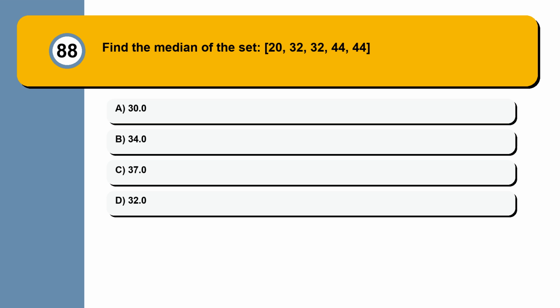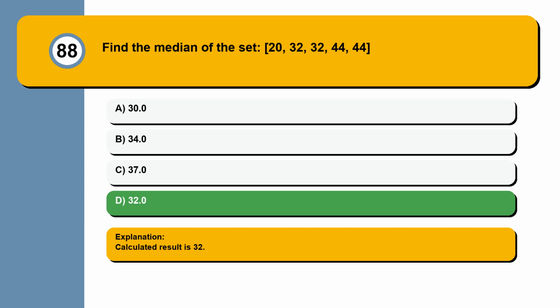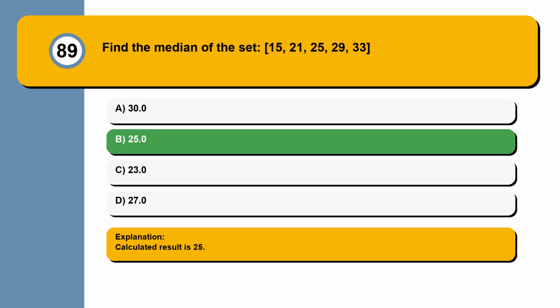Question 88. Find the median of the set 20, 32, 32, 44, 44. 30.0, 34.0, 37.0, 32.0. Calculated result is 32. Question 89. Find the median of the set 15, 21, 25, 29, 33. 30.0, 25.0, 23.0, 27.0. Calculated result is 25.